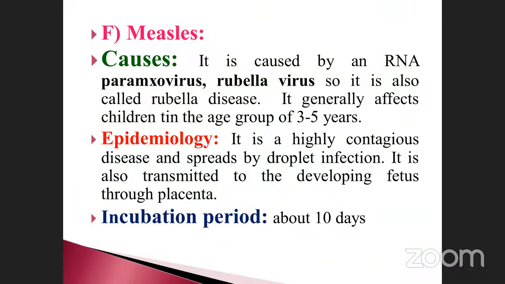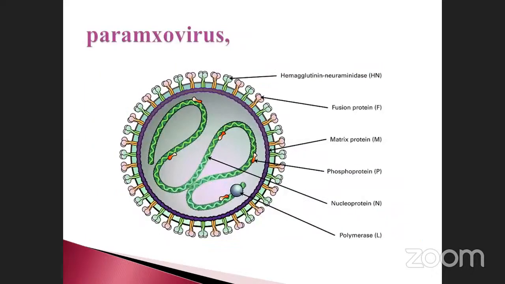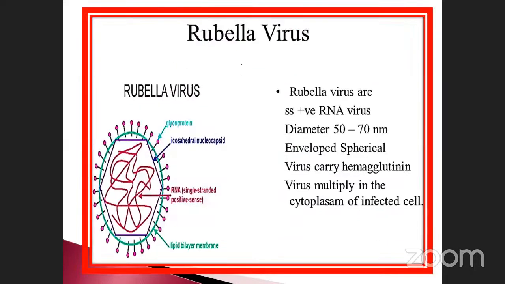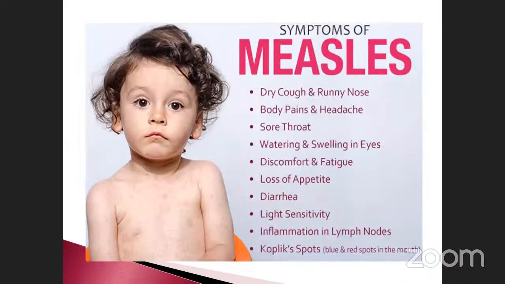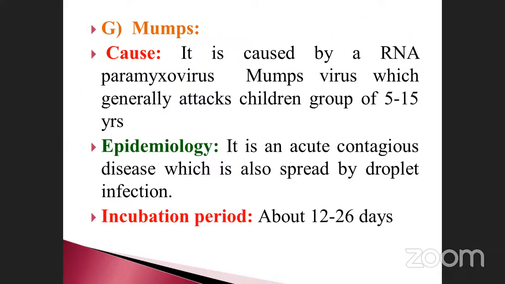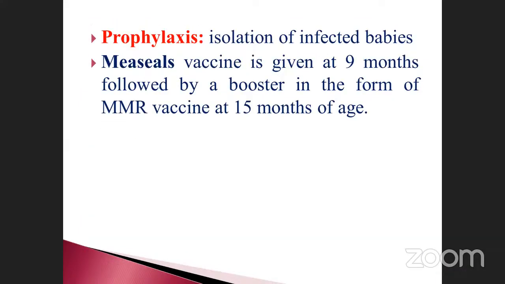So today we will finish up to this level. We will see the remaining viruses on the next classes: measles viruses, paramyxoviruses, rubella viruses, like that, and the symptoms of measles, how it comes out. Mumps, like that. We will see the remaining in the next class.